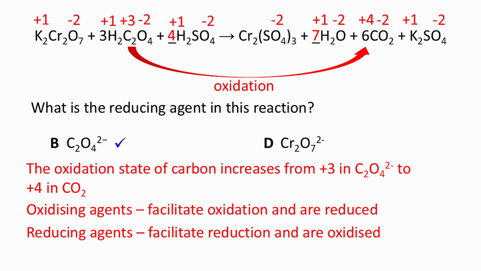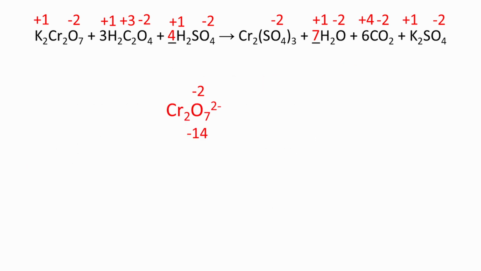Oxidizing agents bring about or facilitate oxidation. Oxidizing agents are themselves reduced. Reducing agents, on the other hand, facilitate reduction and are oxidized. The answer must therefore be option B. We can check by working out the oxidation state of chromium in the reactants and products.